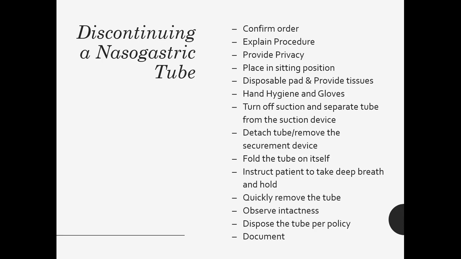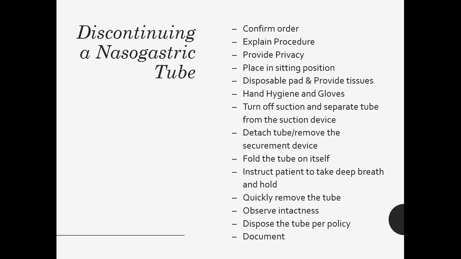Okay, so when it comes time to discontinue the NG tube, you want to make sure first that you have an order for it. Again, you're going to explain the procedure to the patient and put them in a sitting or semi-Fowler's position. Then we're going to turn off the suction and separate the tube from the suction device. And then we're going to remove the securement device, however we taped or secured it to the nose. And then we're going to fold the tube on itself.